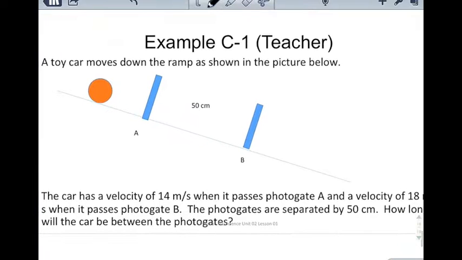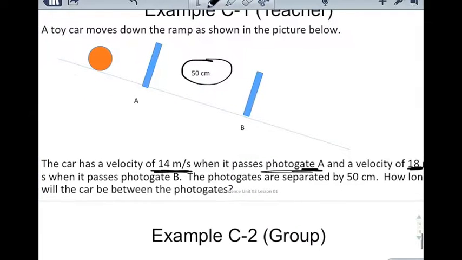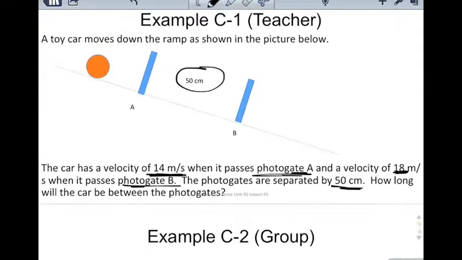So the first example says you have a toy car that moves down the ramp as shown. It says there are 50 centimeters between the gates. The car has a velocity of 14 meters per second when it passes photo gate A, and 18 meters per second when it passes through photo gate B. The photo gates are separated by 50 centimeters. How long will the car be between the photo gates? So I'm trying to solve for a time.